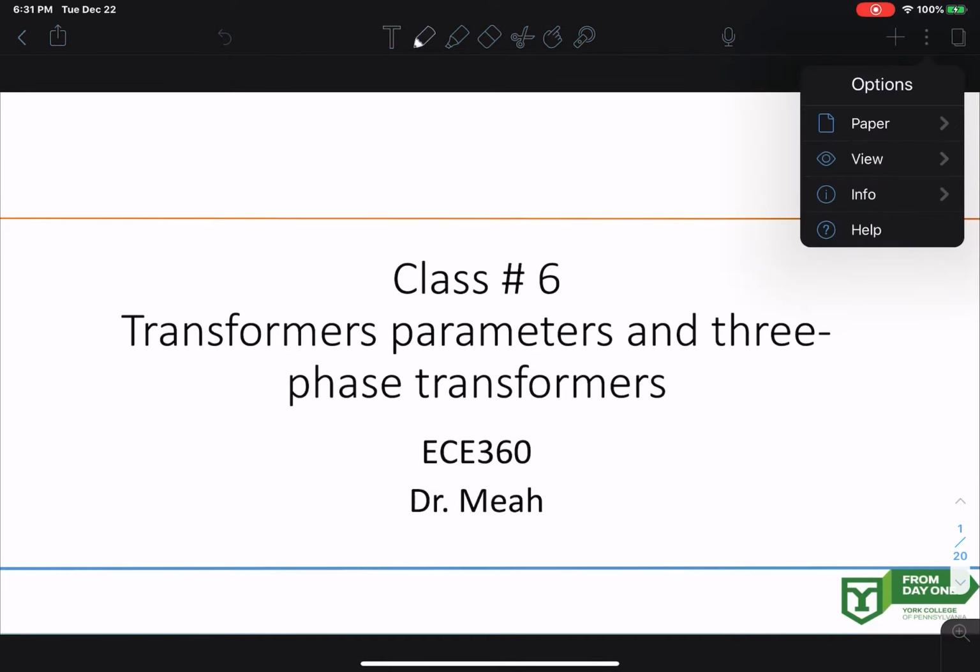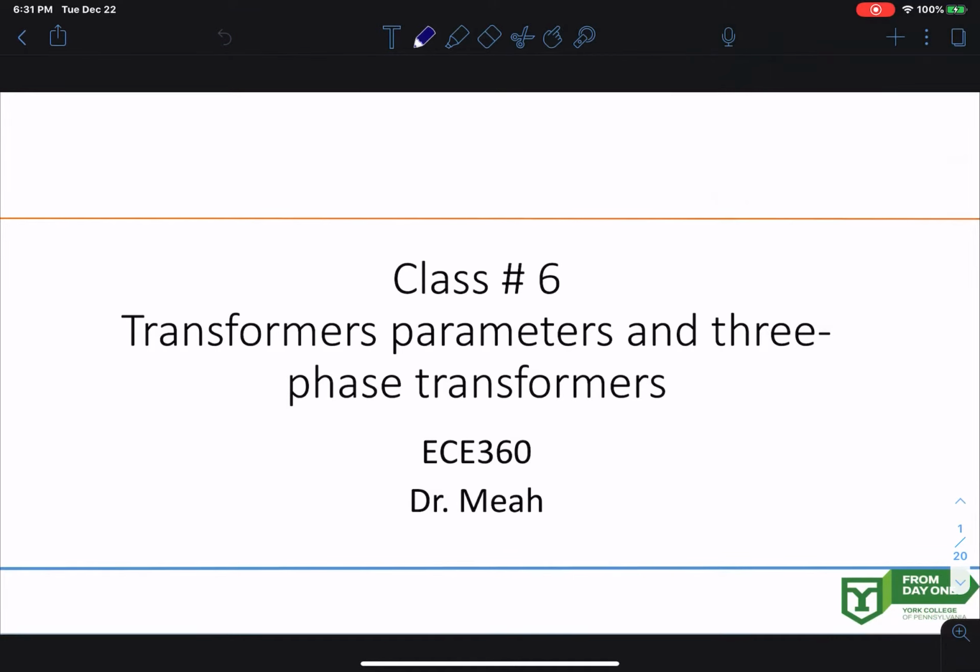So as you know, in last class we talked about power system transformers. As you have seen in the last video, a transformer has winding resistance and inductance, as well as core resistance and inductance. So in this lecture we're gonna see how I can find those parameters, as well as how to put together transformer coils to make three-phase transformers.